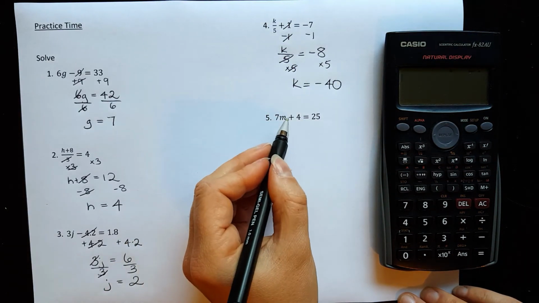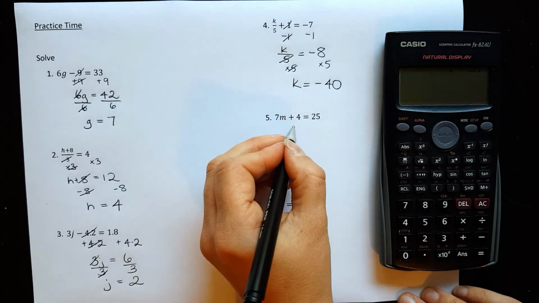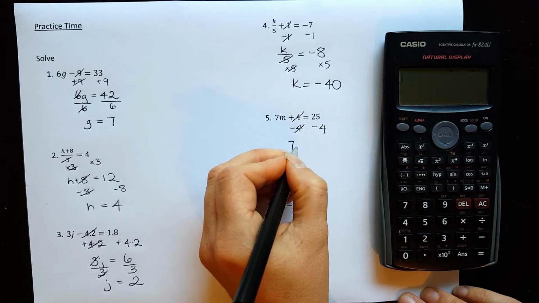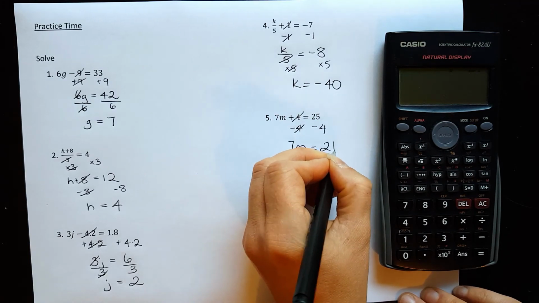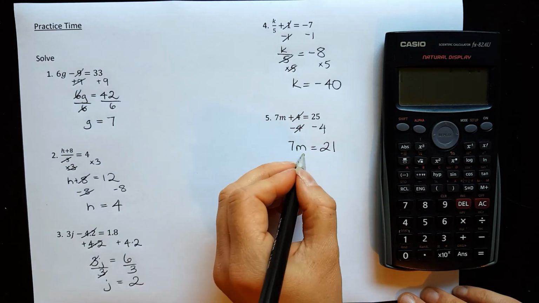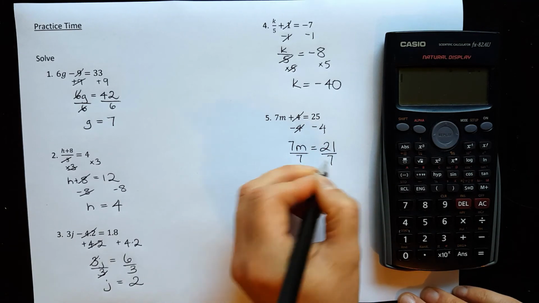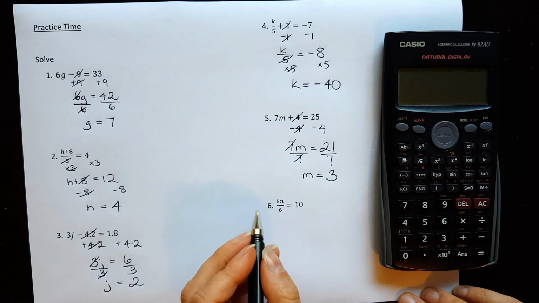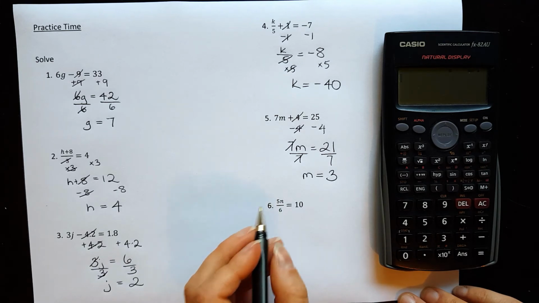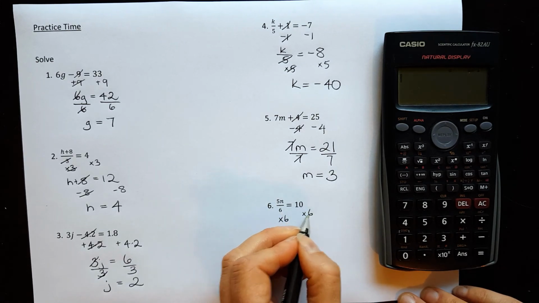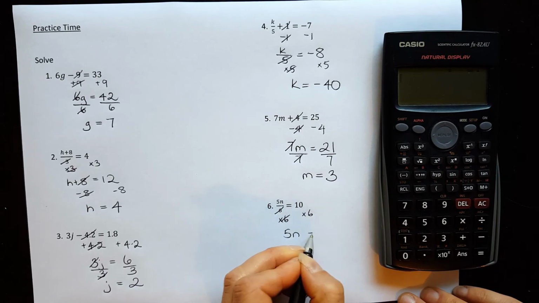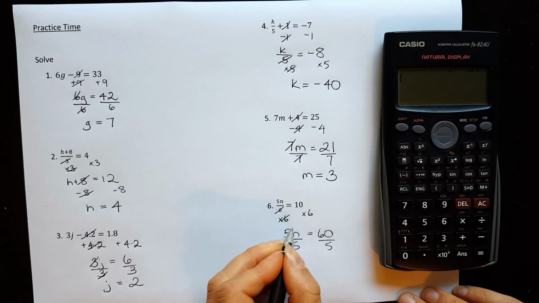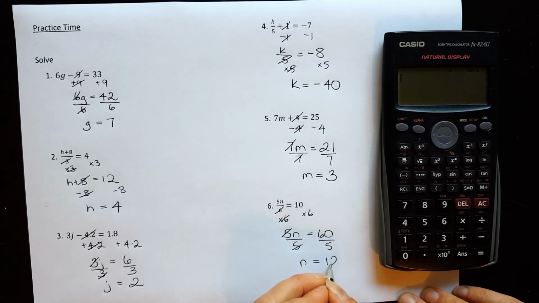Question 5, 7m plus 4 is equal to 25. We need to move the 4 first, so subtract 4. 7m is equal to 21. Then we need to divide by 7. m is equal to 3. Last question, 5n over 6 is equal to 10. First of all, times by 6 to get 5n is equal to 60, and then divide by 5. n is equal to 12.